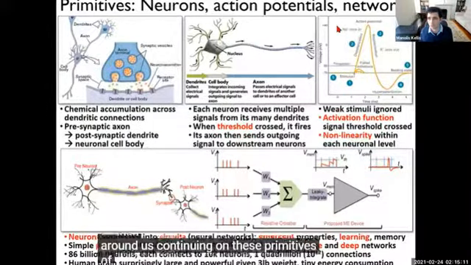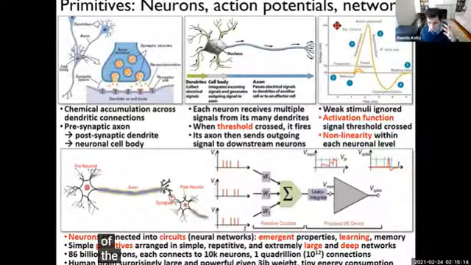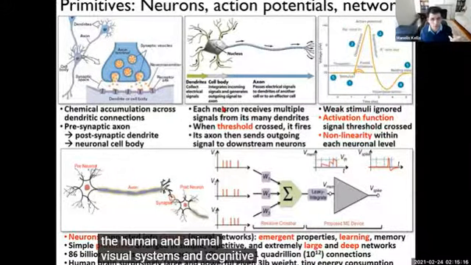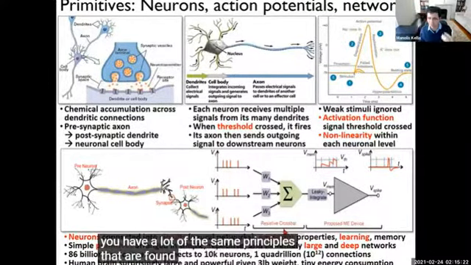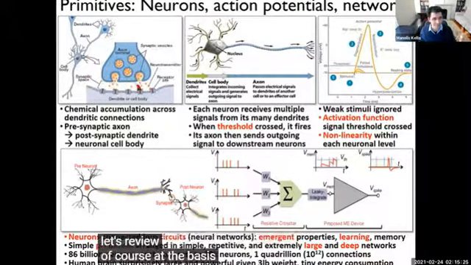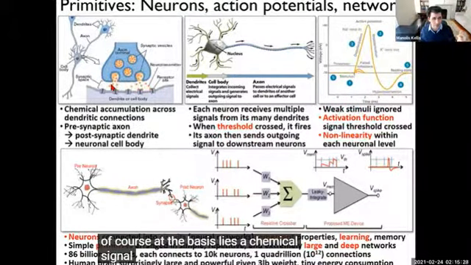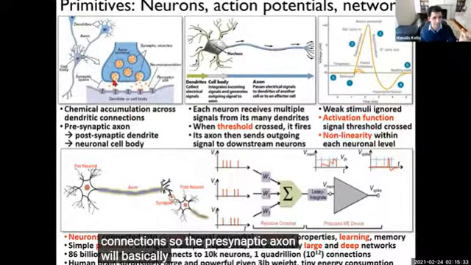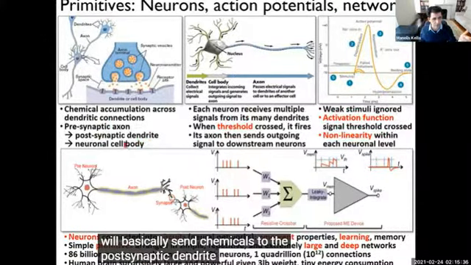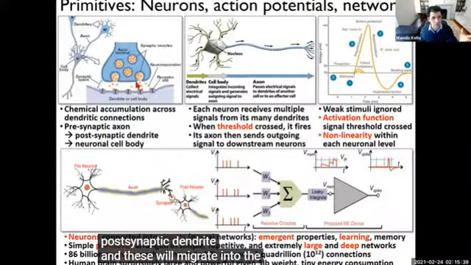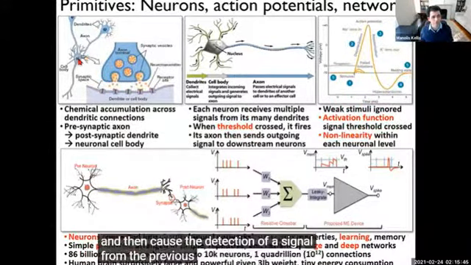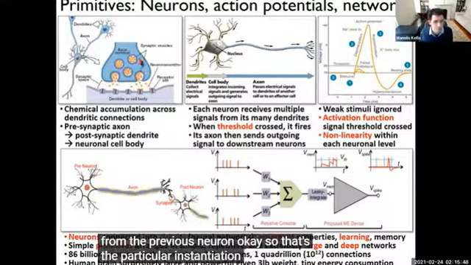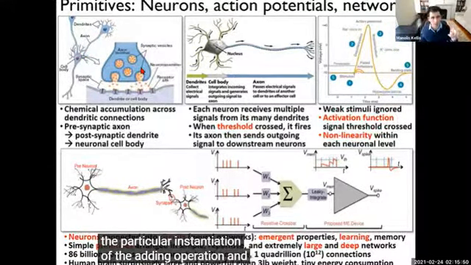Continuing on these primitives of the human and animal visual systems and cognitive systems, you have a lot of the same principles that are found in neural networks. So let's review. Of course, at the basis lies a chemical signal that accumulates across dendritic connections. So the presynaptic axon will basically send chemicals to the postsynaptic dendrite, and these will migrate into the neuronal cell body and then cause the detection of a signal from the previous neuron. Okay, so that's the particular instantiation of the adding operation and the weight operation.